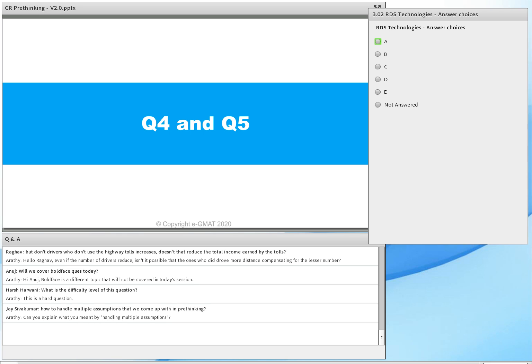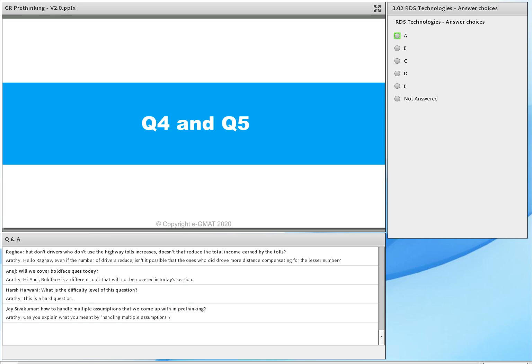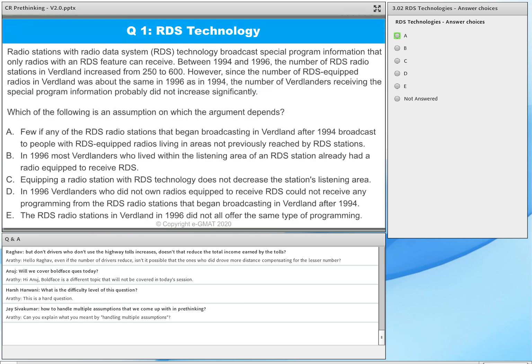So in this next question, visualize the conclusion. Pause and understand what the argument's saying before you look at the answer choices. Do not look at the answer choices before you do pre-thinking. They will mess you up if you look at the answer choices. Just a warning. Okay, here is the question.